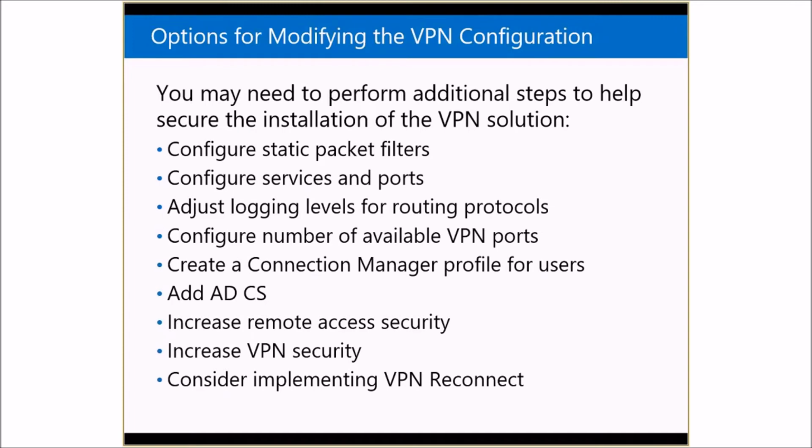Options for modifying the VPN connections. You may need to perform additional steps to help secure the installation of the VPN. So we can configure static packet filters, configure services and ports, adjust logging levels, and routing protocols. So by default, okay, when you connect via VPN, if you leave everything by default, just allowing access, they'll have access to everything. Okay, they'll have access to all of your internal network, and that's okay in some situations, but that might not be okay.